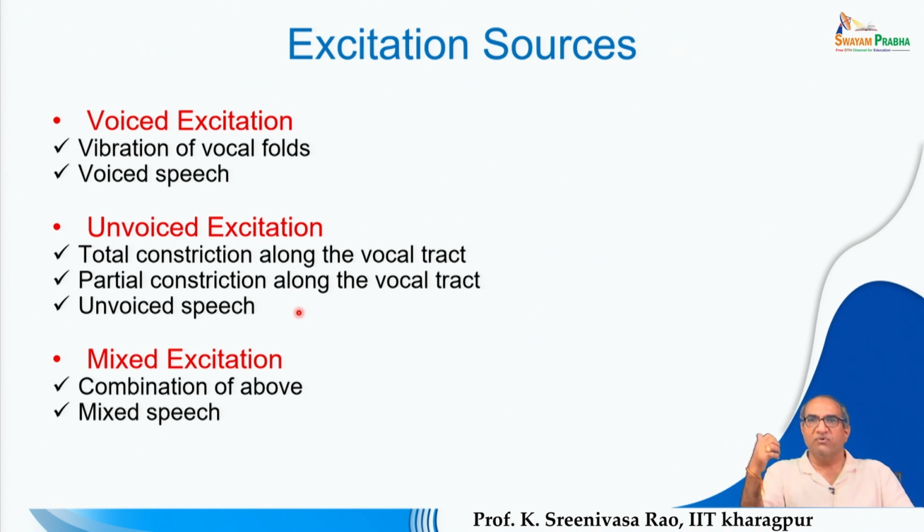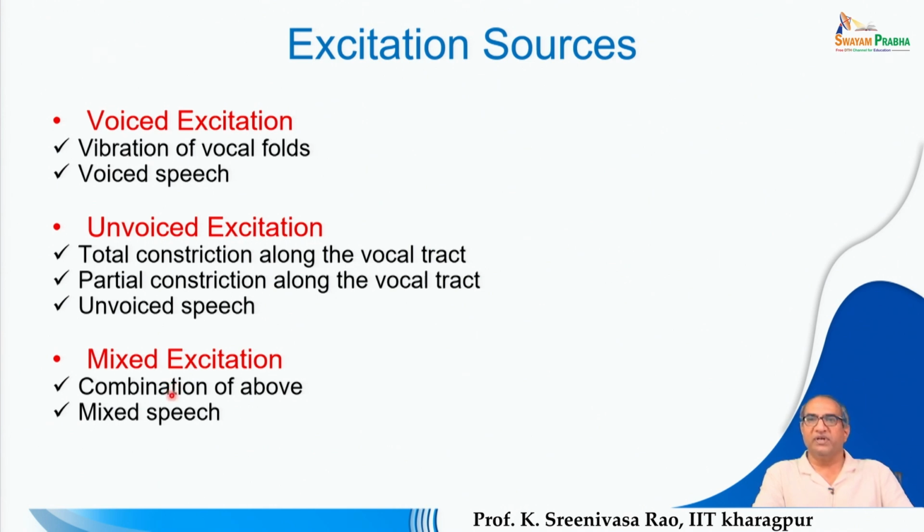With that, the turbulence of air will be produced, which acts like an excitation. These excitations are known as unvoiced excitation, and the speech produced due to this unvoiced excitation is known as unvoiced speech. We will see examples of sound units produced as part of voiced excitation and as part of unvoiced excitation. And there are some sounds which are produced due to a combination of both.